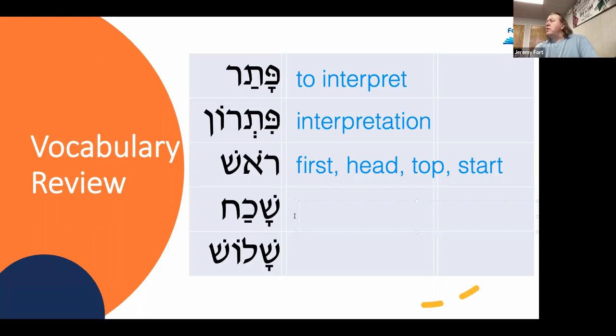Shachak. Shakak. And if that's hard, you can just say shakak. Okay. Do you know what a shakak is? What's happening to you right now is the meaning. To forget. Yep. This is the one that I can never remember. Shakak. Yeah, that's the one you get.